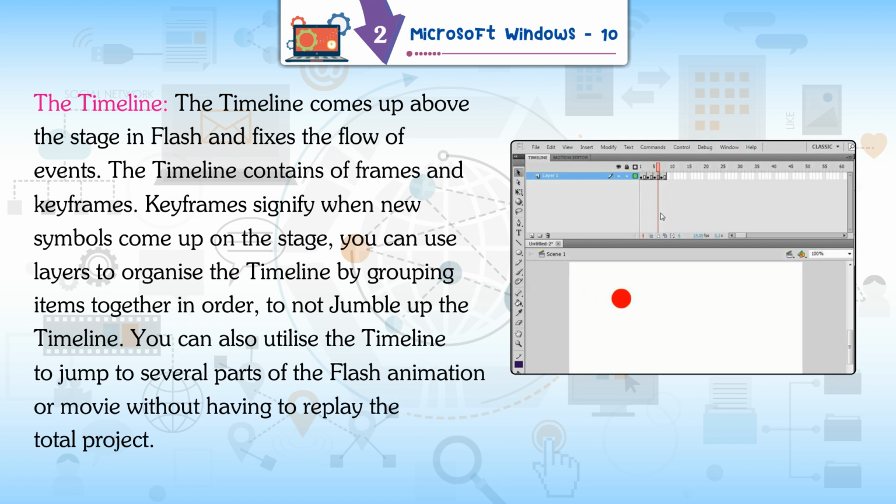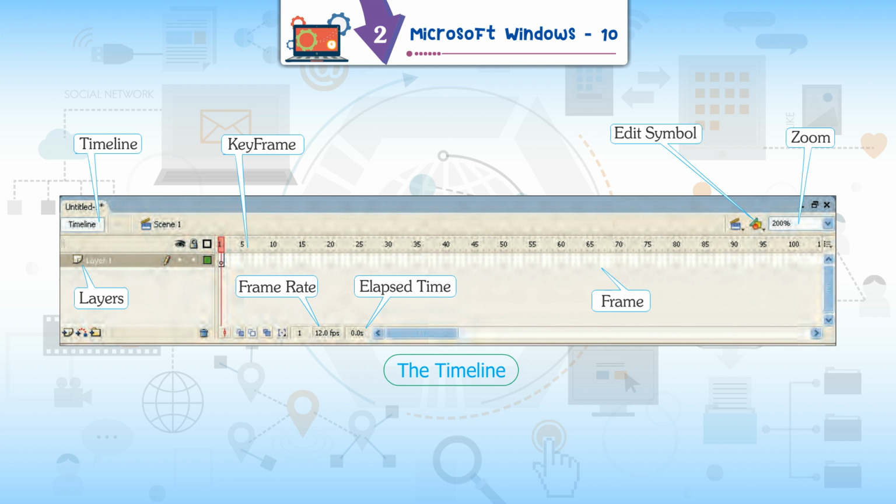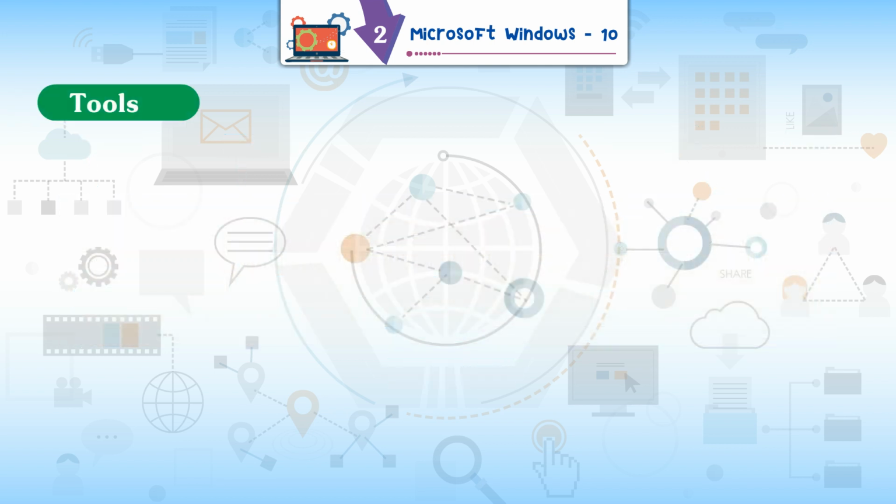The timeline. The timeline comes up above the stage in Flash and fixes the flow of events. The timeline consists of frames and keyframes. Keyframes signify when new symbols come up on the stage. You can use layers to organize the timeline by grouping items together in order to not jumble up the timeline. You can also utilize the timeline to jump to several parts of the Flash animation or movie without having to replay the total project. Timeline: keyframe, edit symbol, zoom, layers, frame rate, elapsed time, frame.